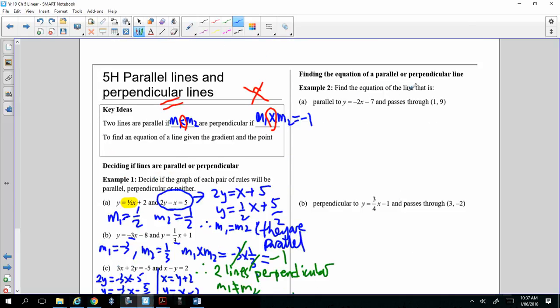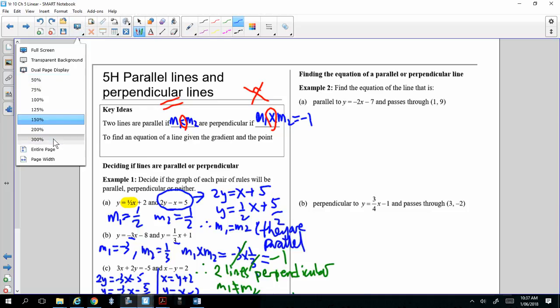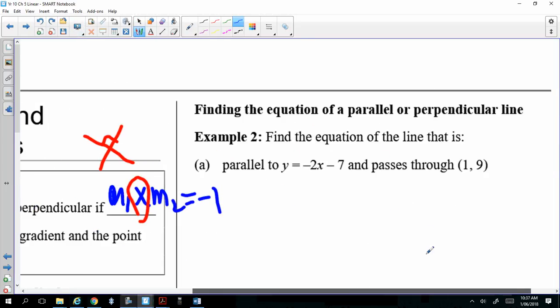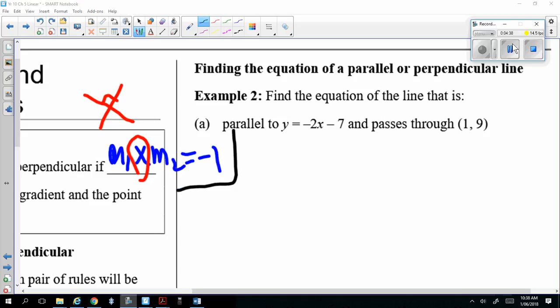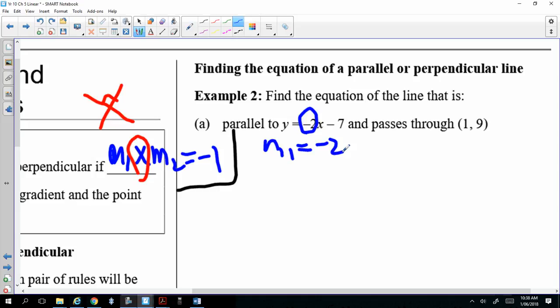Okay, after you do this, we're going to do the next two examples, which involve you finding the equation of a line. Alright, let's look at this. We'll do one that involves parallel, one that involves perpendicular. The first one says, find the equation of the line that is parallel to -2x minus 7, but passes through this point. To find the equation of the line, you do two things. The first thing you do is find the gradient. Since the gradient of the first line is -2, because they are parallel, m2 equal to m1, which is equal to -2.